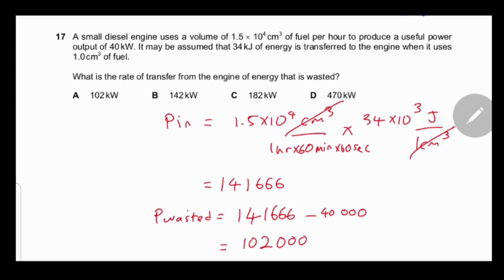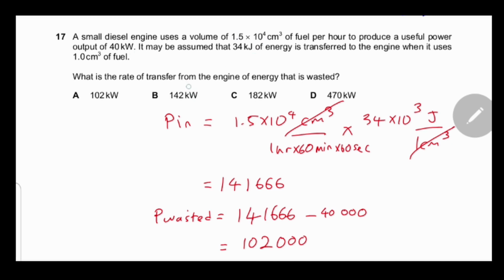Question 17: if you want to find the rate of transfer of energy that is wasted, so you want to find the power that is wasted. Let's look at what the question tells us. It tells us the volume that is used per hour, and they also told you the useful power. So what you can probably do is to find the total input power.